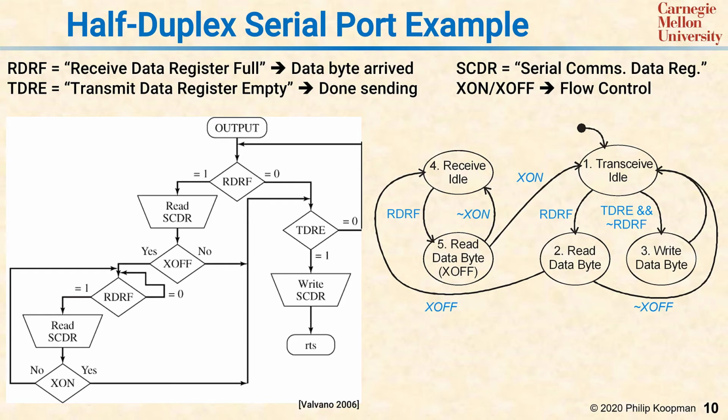Here, there's an initial state: the transceiver is idle in state 1. If an incoming byte is received, it goes to state 2. And if it's an X off, it goes to state 4. Otherwise, it goes back to state 1, with an implicit side effect that the byte that's been read has been left in a read buffer.